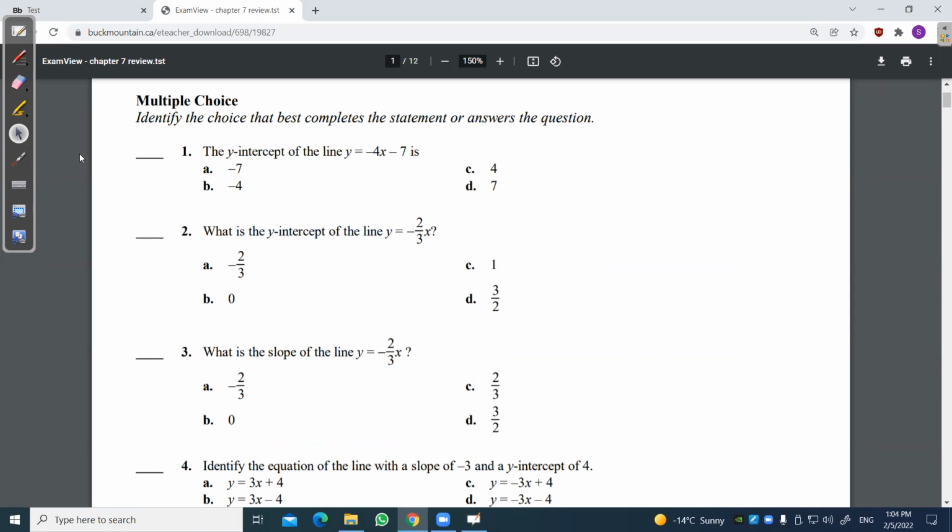Is it B? It is B, right? If there's nothing, then it's B. But if there's no slope, well, there cannot be no slope. So if you have something like y equals x plus 3, the slope is 1, okay? The slope is 1.